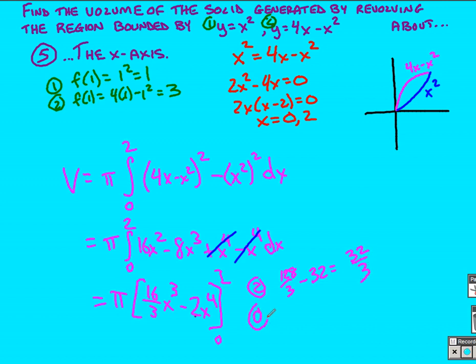When I plug in 0, I get 0 minus 0, which is just 0. So I'll subtract these two answers. My final answer is 32 over 3, and don't forget your pi. So 32 pi over 3 as your final answer.